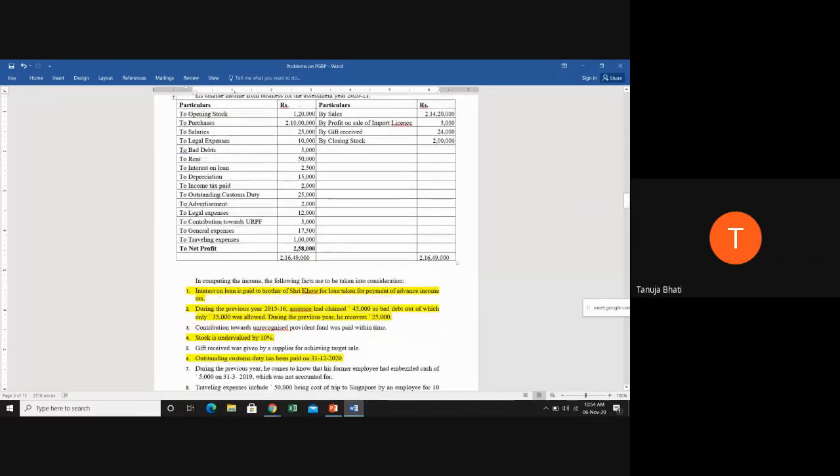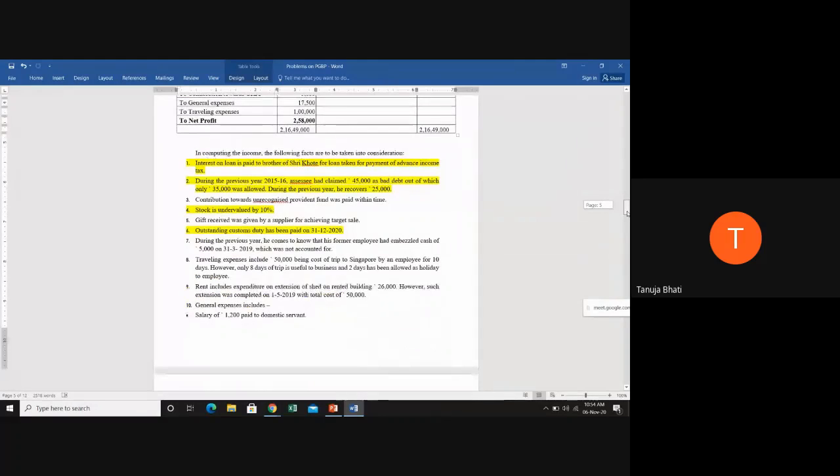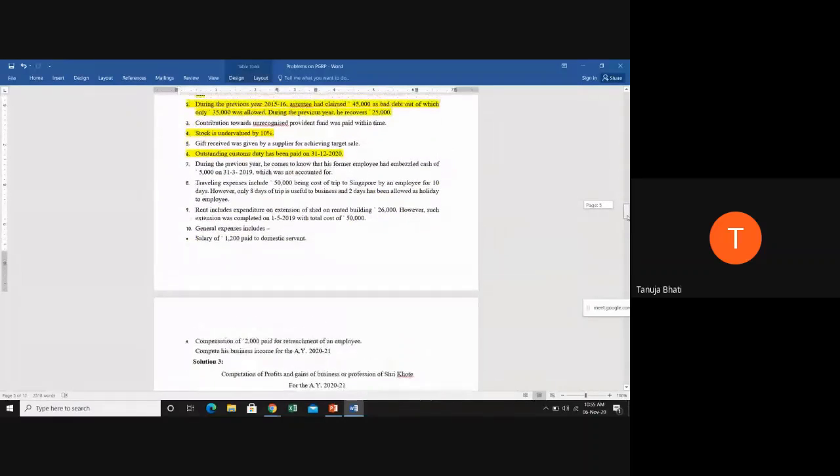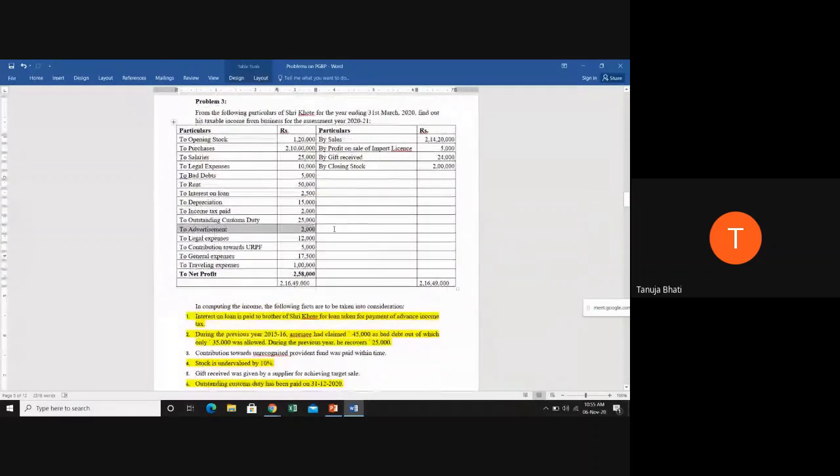Next, advertisement, 2,000 rupees. Now, to promote your business, you do advertisement. It is an allowable expenditure. But let us just check if some additional information is there quickly. So there is no additional information about advertisement given. So we take it as a business expenditure and allow it.